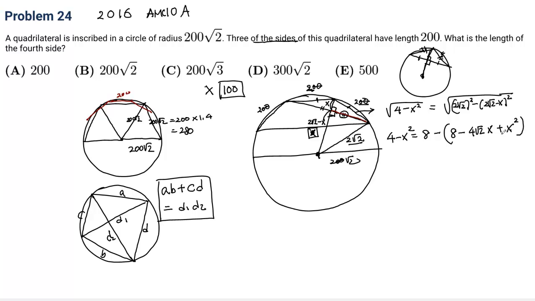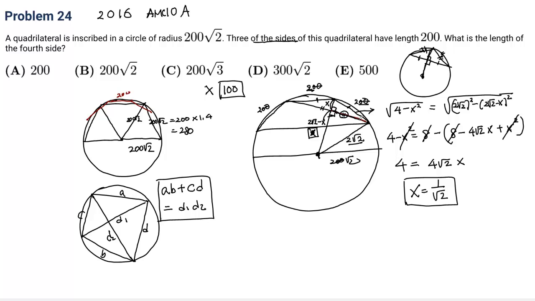The x squared terms cancel out, and the 8 and 8 cancel out. So how did we get this? 4 equals plus 4√2 x. From here, x is 4 over 4√2, which is 1 over √2. So x equals 1 over √2. This is the value of this one.